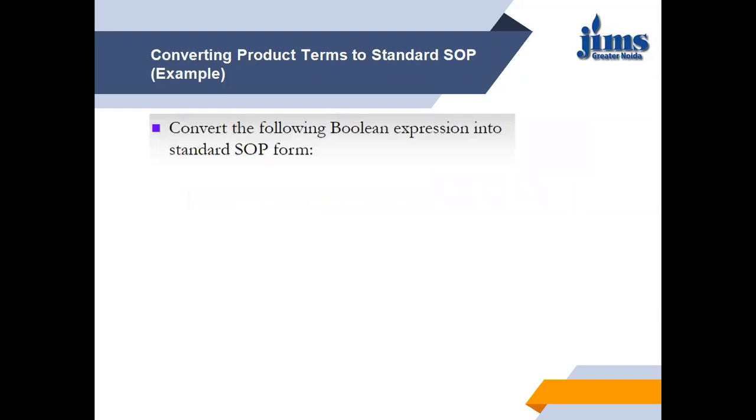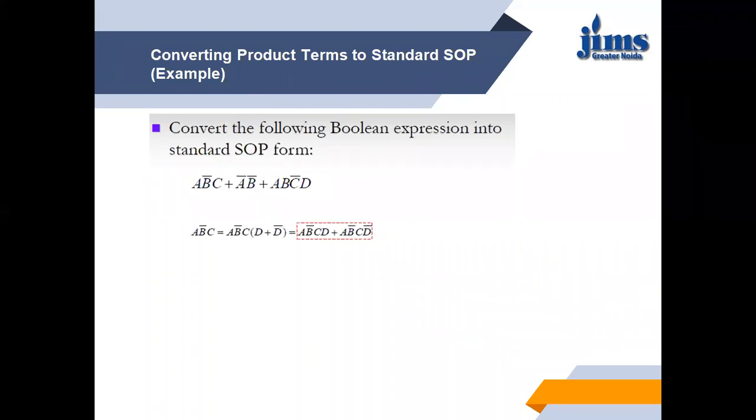Suppose we have to convert the given Boolean expression into standard SOP, and the Boolean function is A B bar C or A bar B bar or A B C bar D bar. When we look into the expression, we have four input variables A, B, C and D. Now when we look at each term, the first term has three variables, A, B, C, so D is missing. The second term has only two variables, that means C and D are missing. And the last term has all four variables. So let us solve one by one.